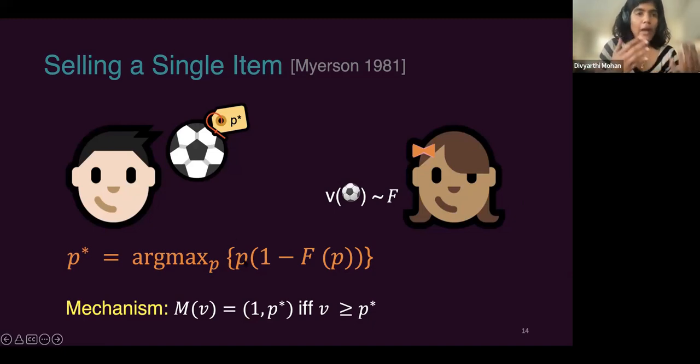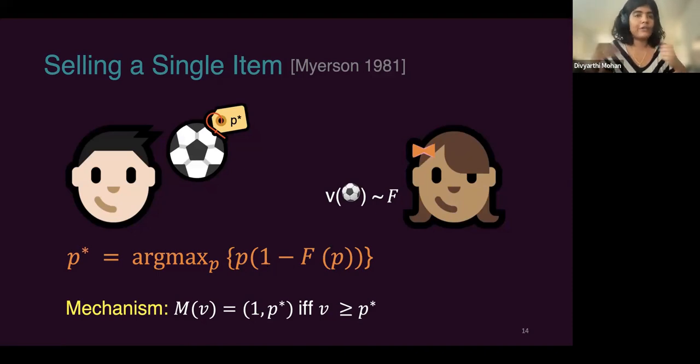Note that when you have such a fixed price mechanism, where you sell the item at price P or give nothing, the buyer only buys the item if her value is greater than P, because her utility is V minus P. So the revenue from such a mechanism is exactly P times the probability of selling, which is P times the probability that V is greater than P. And P star is exactly the price that maximizes this expected revenue. And Myerson showed that this is the only thing you need to do for the setting.